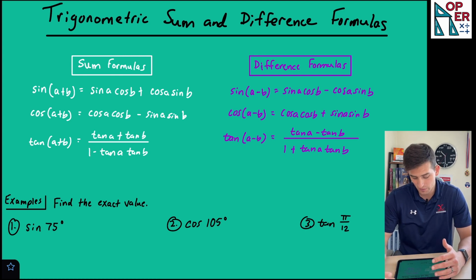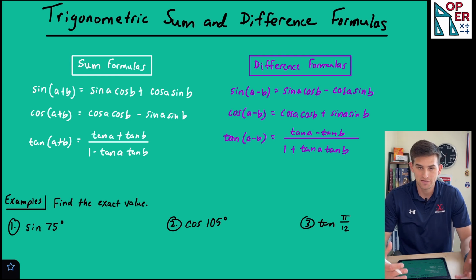Then we have some difference formulas, so sine of A minus B. In this case, we would do sine of A cosine of B minus cosine of A sine of B. So very similar to the sine sum formula, and just instead of addition, we are subtracting. And then cosine of A minus B, same as our sum formula, but now we are adding instead of subtracting the products of cosine A and cosine B, and then sine A and sine B.